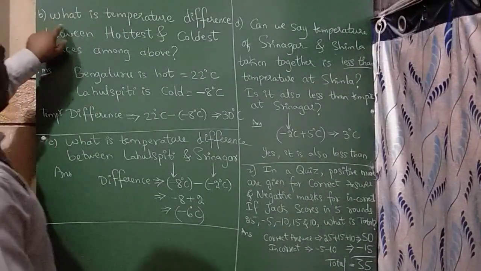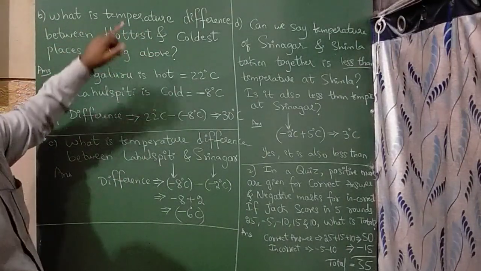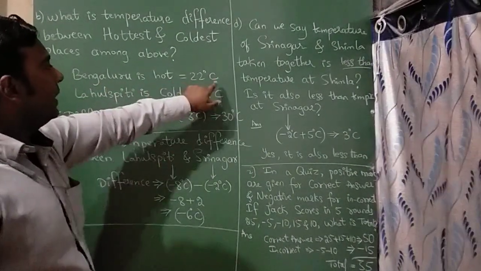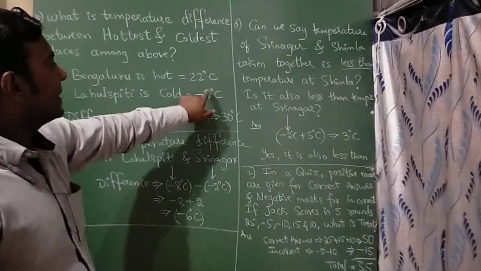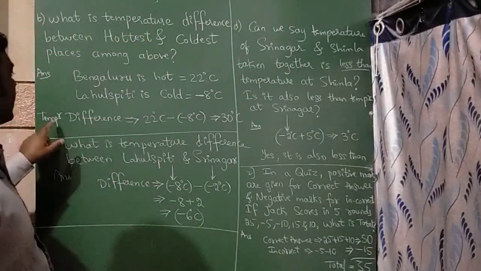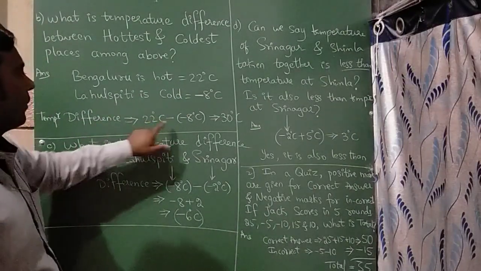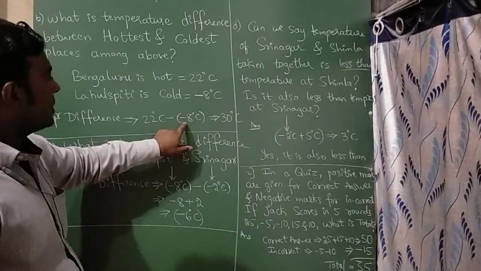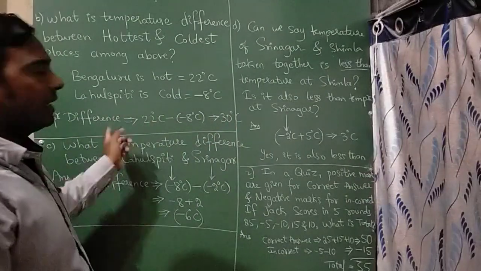Now the next question is, what is the temperature difference between the hottest and coldest places among the above number line? Bangalore is hot because it is 22 degrees Celsius, and Lahul Spiti is cold because it is minus 8 degrees Celsius. But the question is temperature difference. What does temperature difference mean? Here I have written 22. Difference is always called minus, then this minus 8 degrees. So minus into minus will become plus. So 22 plus 8 is 30 degrees is the difference.